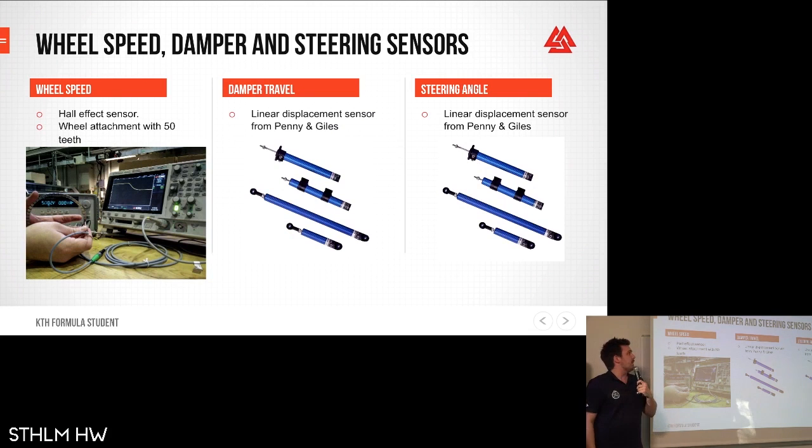So, wheel speed, damper, and steering. This is not a direct input from the driver. This is actually a response from the car. All right, I'm in this state right now. The driver wants this speed or this brake. And our electronic system is supposed to deliver what the driver wants. And by measuring the real world, we can actually make this more efficient than if we would have just had direct drive.